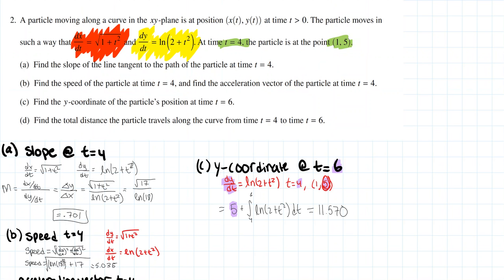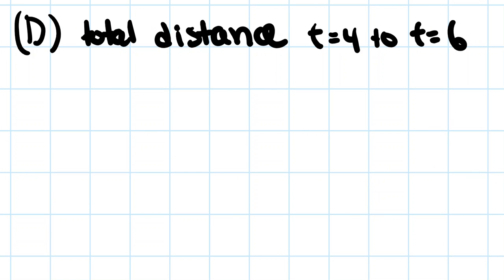Now we can move on to part D. Part D asks us to find the total distance the particle travels along the curve from time 4 to 6. We can do this by looking at the integral of our calculation for speed. We know that speed equals the square root of (dy/dt) squared plus (dx/dt) squared. So in order to find the distance traveled, we take the integral of that square root. Let me write that out.